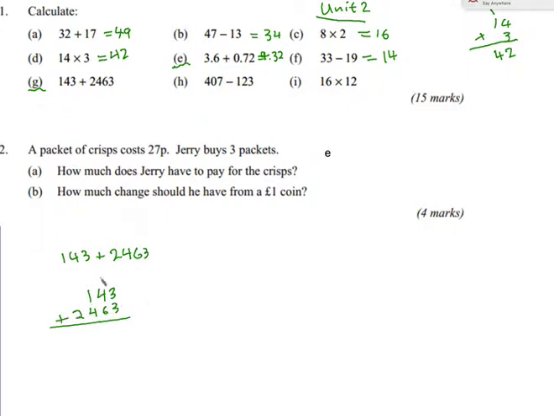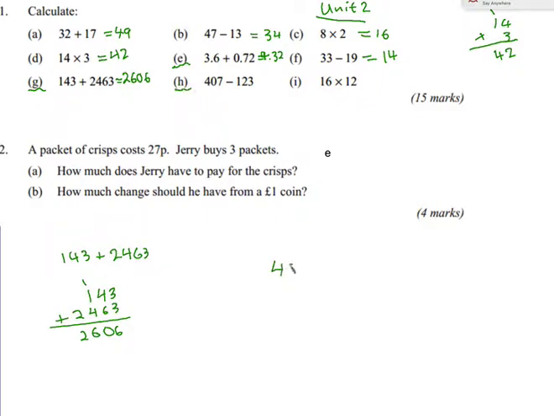Putting the units in the units, tens in the tens, hundreds in the hundreds, thousands in the thousands. We have no thousands there. 3 plus 3 is 6. 4 plus 6 is 10. Put the 0, carry the 1. 1 plus 1 plus 4 is 6. And nothing plus 2 is 2. So this here is 2606.